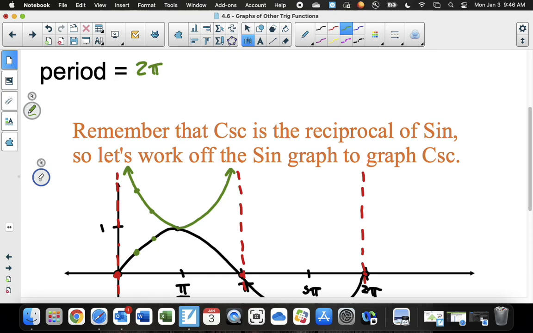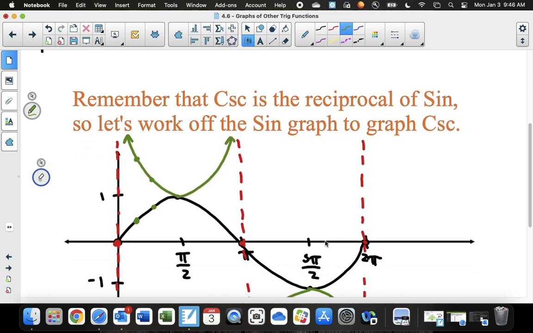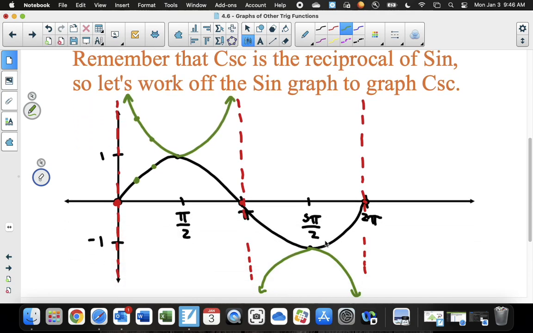Just like sine, the period was 2 pi. When you take the reciprocal, it's still 2 pi. That does not change. The main thing I want you to understand, when you're graphing a cosecant graph, you're going to really just graph a sine wave and then work off of it. Okay? You're just graphing a sine wave and then working off of that.